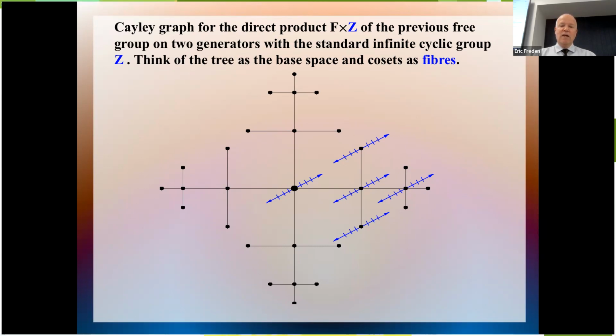The structure I'm going to be thinking about in the future for Baumslag-Solitar groups is a little bit similar to this idea. I just want to keep this idea in mind: space and fiber.